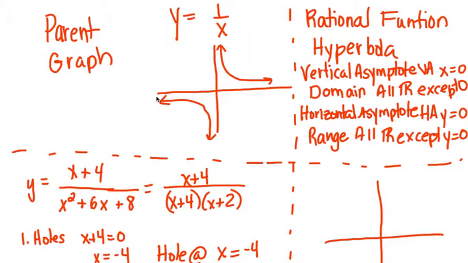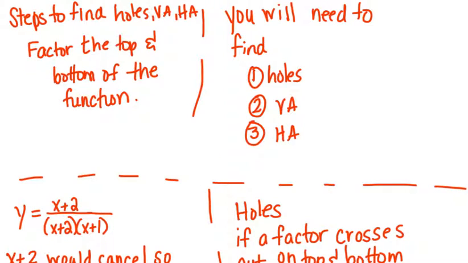The horizontal asymptote is this. So on your papers, look at this. This is your horizontal asymptote. It's at y equals 0. So the range is all real numbers except y equals 0. Okay, when we're doing these problems, you will need to find the following: holes, vertical asymptotes, and horizontal asymptotes.